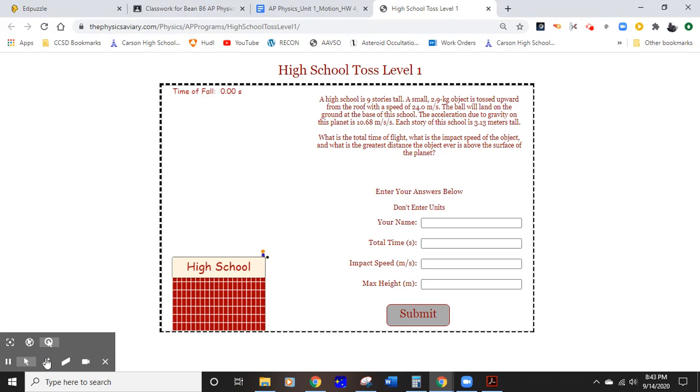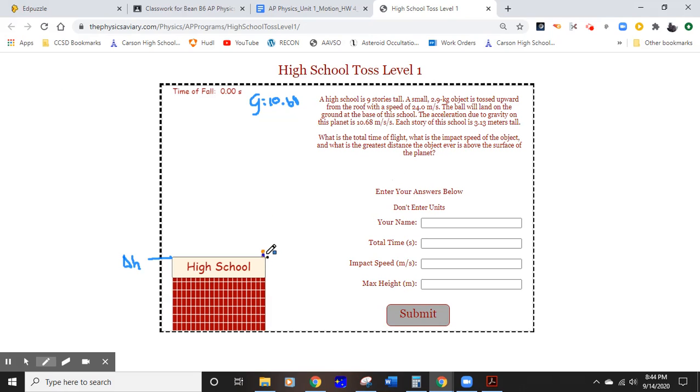All right, so when we do this problem, there are a couple of things to think about. Let's think about this distance right here. Maybe we can call this delta h to show the height above the ground. And we know here that g is going to have a value of 10.68 meters per second squared.